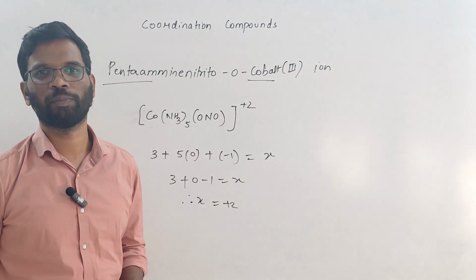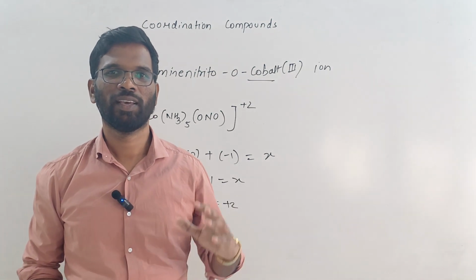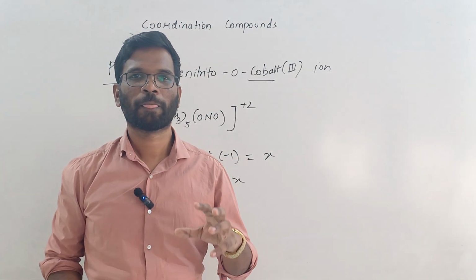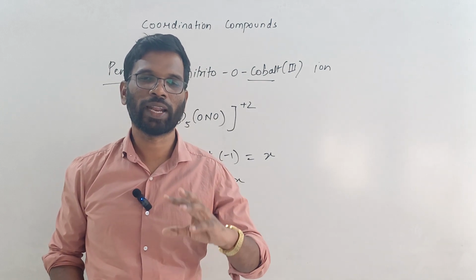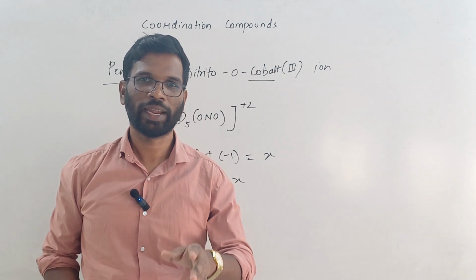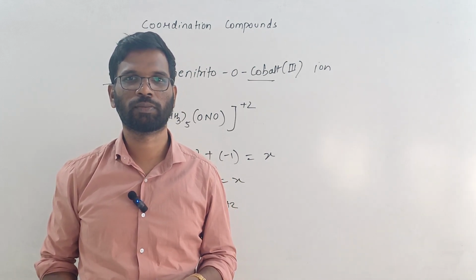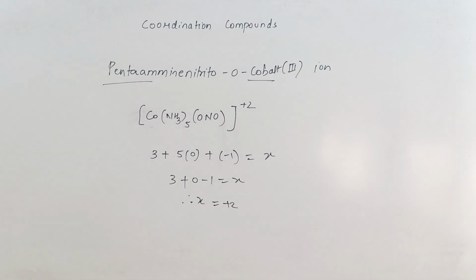It is very simple. You can score maximum marks. Coordination compounds is the simplest topic, and also a time-saving topic. You can answer a lot of questions in less time, and you can get more marks for this. Very scoring topic. Don't miss anything. At least with respect to IUPAC nomenclature, it is very simple. It is not complex like organic IUPAC nomenclature.